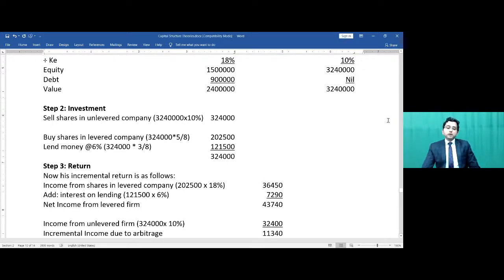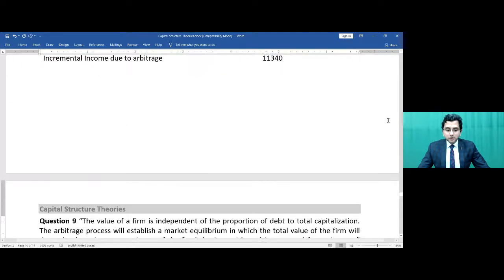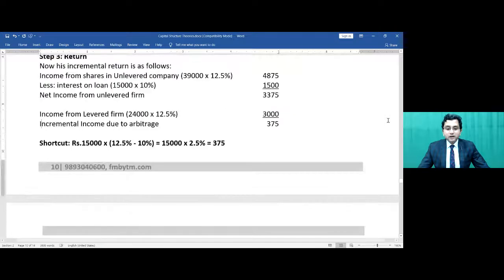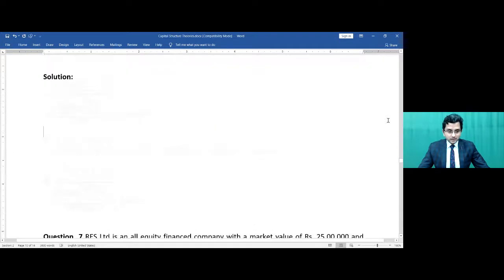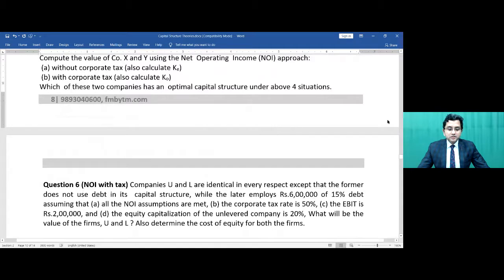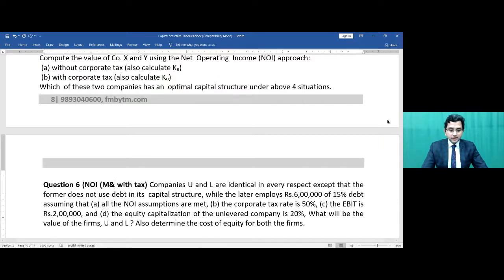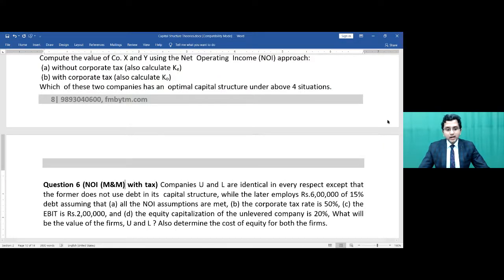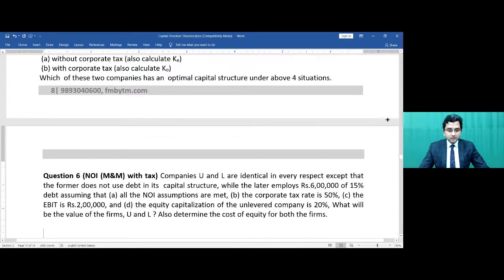So Abhijit has asked me to show the Modigliani and Miller approach with income tax. Definitely, I'll show that to you. But better, I will name that the net operating income approach with income tax. This is the question. Instead of NOI, you can also call it M&M with tax. I have not discussed NOI so far, but definitely I can discuss this question with you.